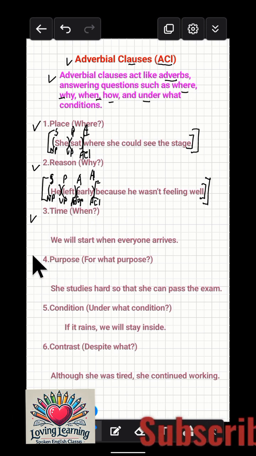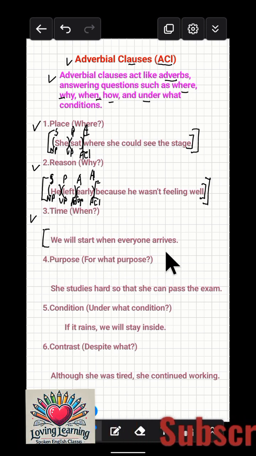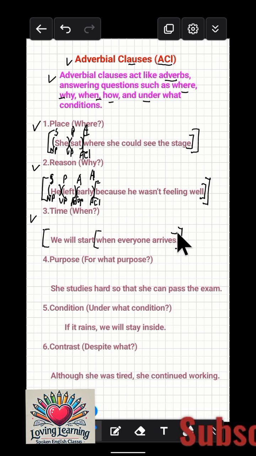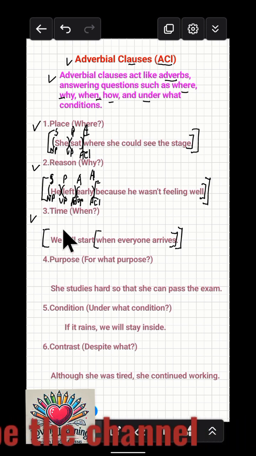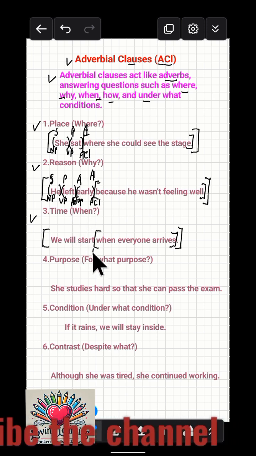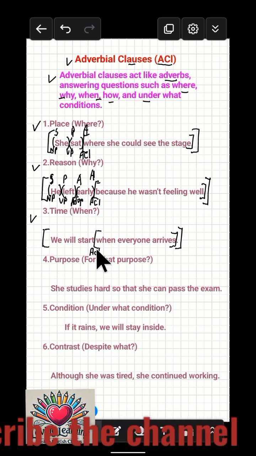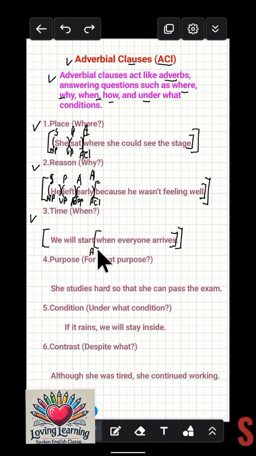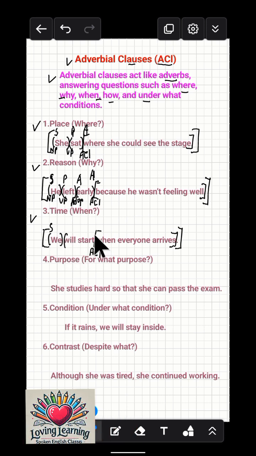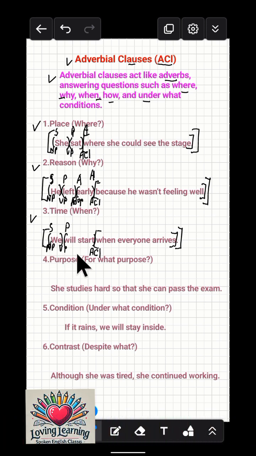Let's find the subordinate clause in the third example. We will start when everyone arrives. First we give the square bracket, then find the subordinate clause. When everyone arrives is our subordinate clause. We will start when. It is telling us time. When we ask the question when, we will start when. That's why this is our adverbial clause: the whole clause tells us about time. So ACL, adverbial clause. Here we is our subject, will start is our predicate. This is a noun phrase, this is a verb phrase.